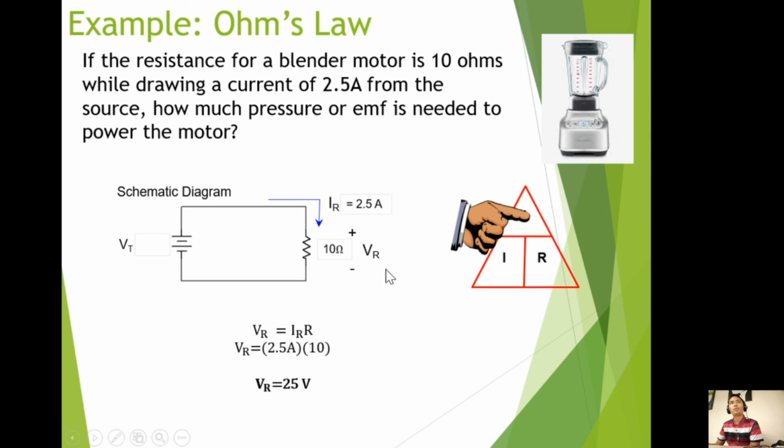I hope you understand the topic. These are the three different situations that you might encounter during the assessment.